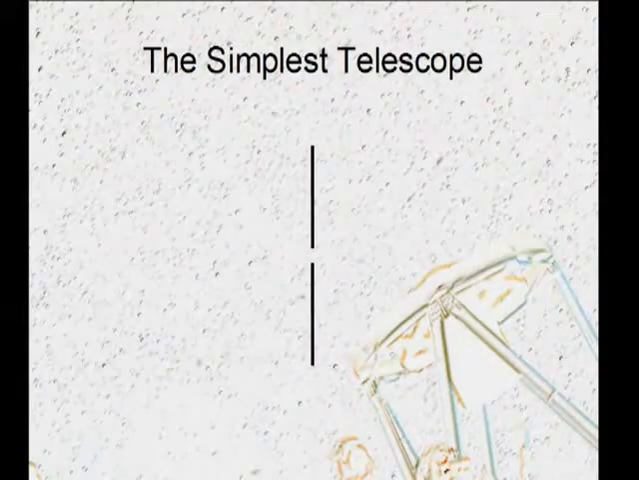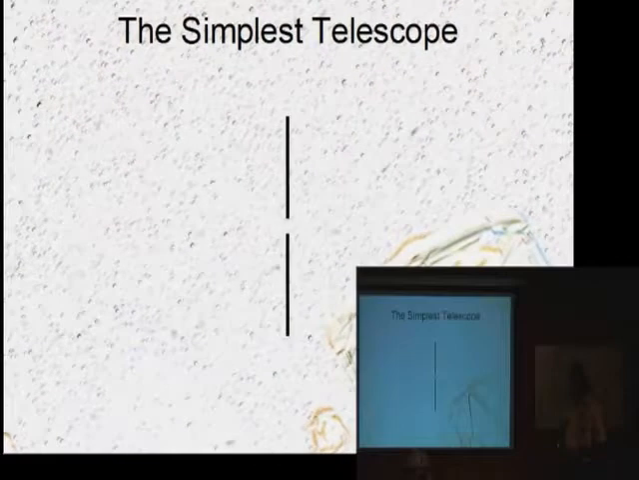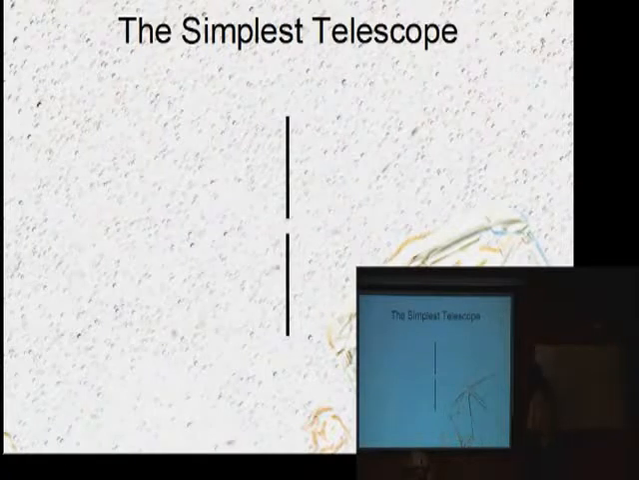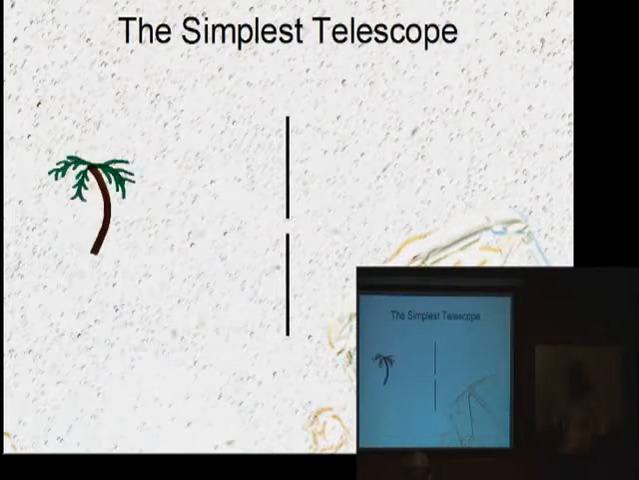The simplest telescope is a pinhole. And this was actually used by the Vatican Observatory and other places. They have made pinhole telescopes. A pinhole telescope is, just imagine a screen with a single hole in it. Now, how does this work?